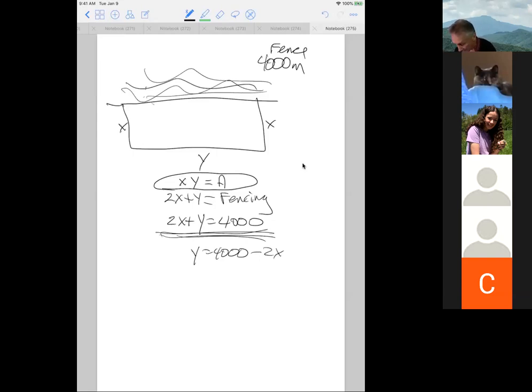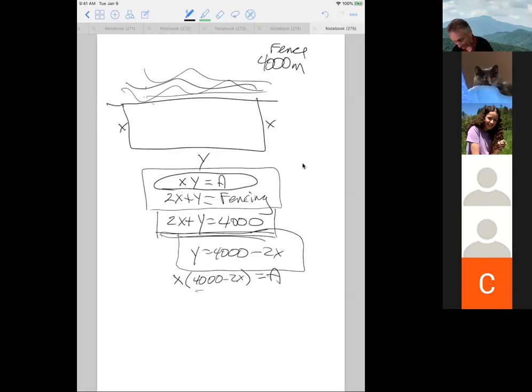So that's what y is equal to. And now the other equation is going to be x times y, where y is 4,000 minus 2x. That equals the area. Take a look at that. We had 2 equations to start with. One of them we were given a value for. That one we solved for one of the variables, stuck it in the other, substituted in, and now this thing is going to have just x's in it. And we can take the derivative of that, okay?